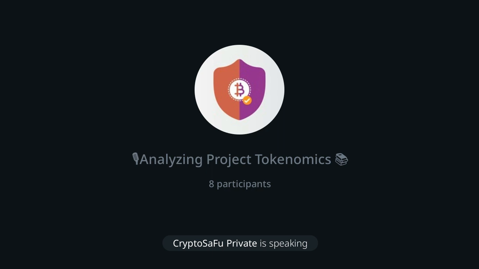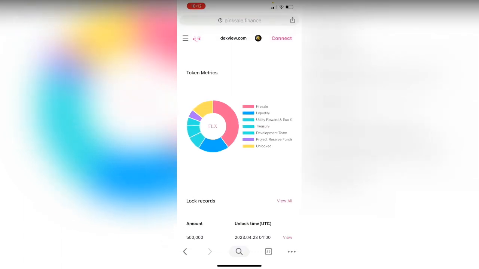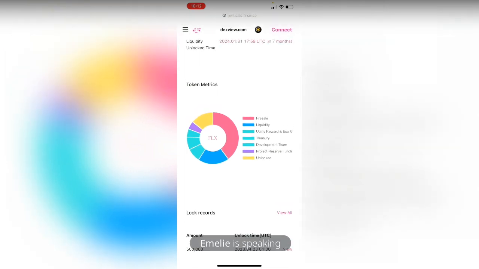So right now, I'm going to be sharing my screen for everyone to see. If you can see my screen, just signify, please. I can see the screen. All right, perfect.